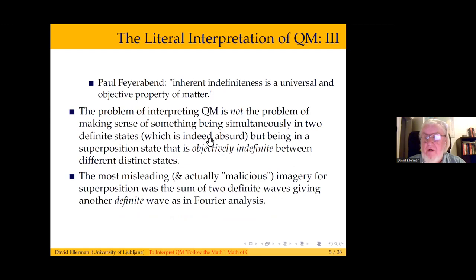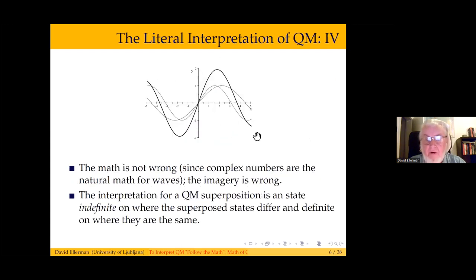So let's take a moment and look at the normal imagery, and the most misleading and actually malicious imagery for superposition: the sum of two definite waves giving another definite wave, as in Fourier analysis. So this sort of picture here. And one point I would make is that Schrodinger and perhaps others thought that the Schrodinger equation actually described a physical wave, and people still try to make sense out of that idea, and that has misled quantum mechanics interpretation for almost a century.